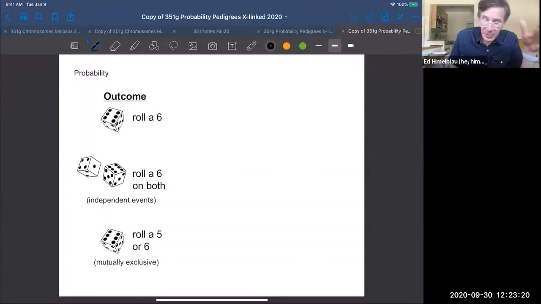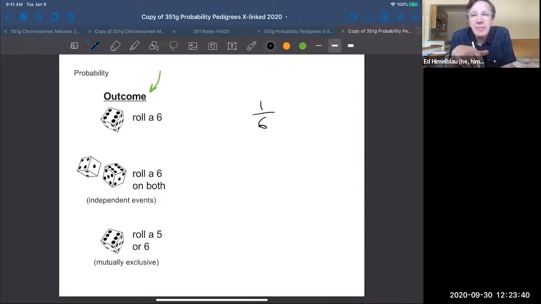I'm going to go pretty fast. When we think about probability, there's always some outcome that we're interested in, and we want to figure out the chance of that outcome happening. Here we're just using dice, very simple. If we have one die and the outcome is that we roll a 6, that's pretty easy. It's just 1/6, because there's 6 sides to the die.